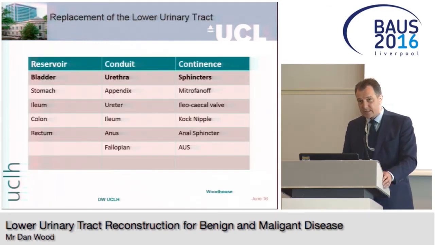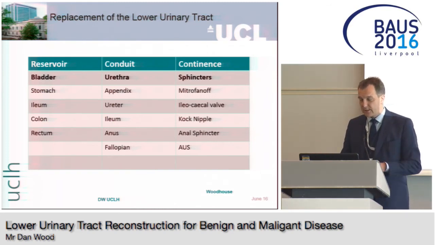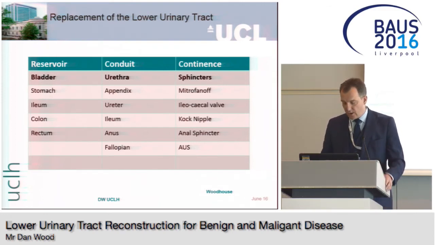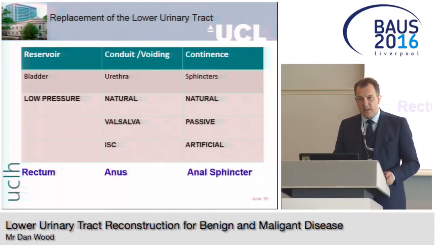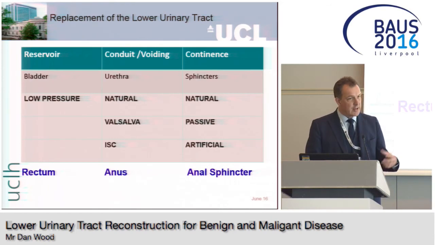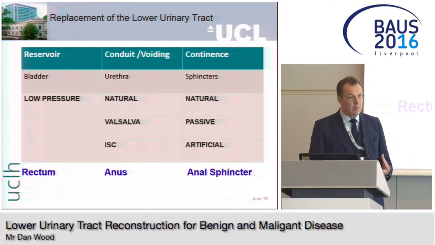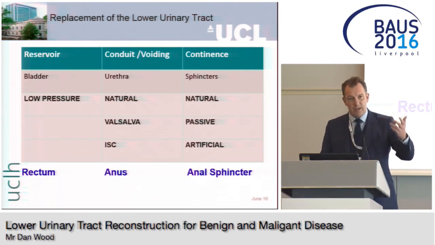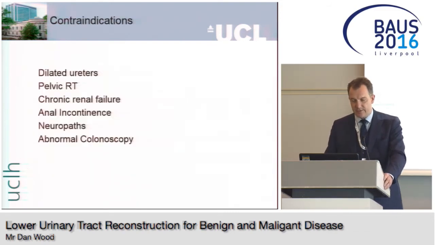Mo alluded to this, the substrates that we have available for urinary diversion and how we might approach it through different techniques and different ways of creating our reservoir, our conduit, and our continence mechanisms, all of which are important. And he's also alluded to this, that in this particular circumstance, it's the rectum that's our reservoir, it's the anus that's our conduit to the outside world, and we're reliant totally on the anal sphincter. And that helps us when we start to think about how we're going to select patients that might be suitable for this type of diversion.